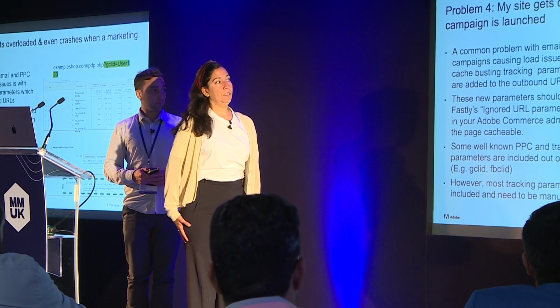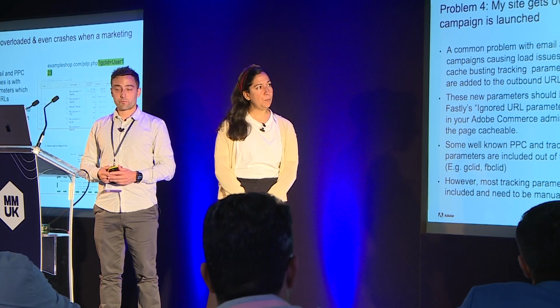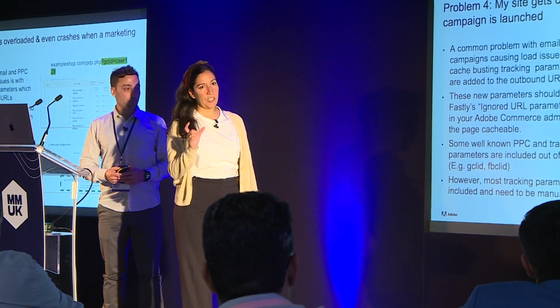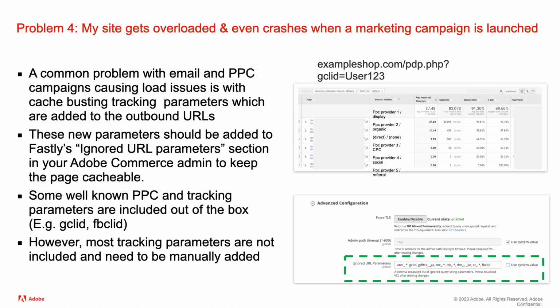So, what we recommend is to pay attention to the cache busting tracking parameters, those things that marketers love to use to track exactly who is clicking and going into your site and where it's coming from, because those are sometimes causing problems. Firstly, the system will think it's a new request, so it won't use the cache. So you will be overloading with every single request.